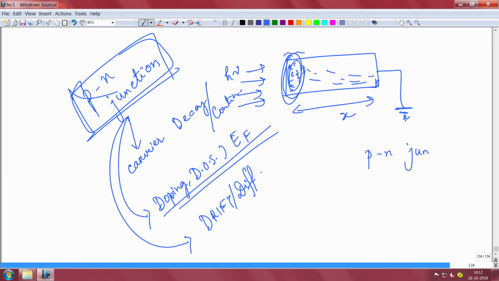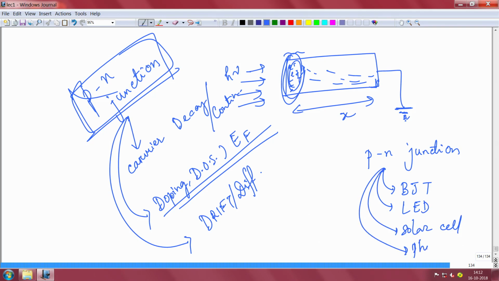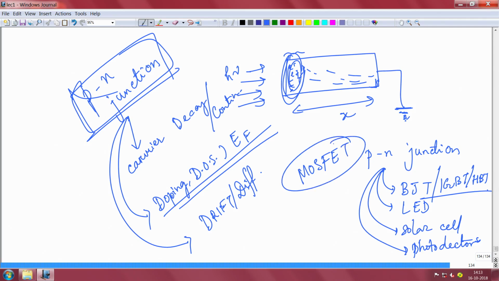And p-n junction, as I keep telling, will be the building block of BJT, HBT, they are transistors, of LED, of solar cell, of photodetectors, and many other applications. Actually many other types of transistors also, like IGBT, HBT, they all will depend on p-n junction. Even MOSFET, you will always need the basics of p-n junction anyways, and MOS capacitance and all. So basically p-n junction is like the foundation on which many of the things are resting. So we will have to really carefully look at p-n junction.